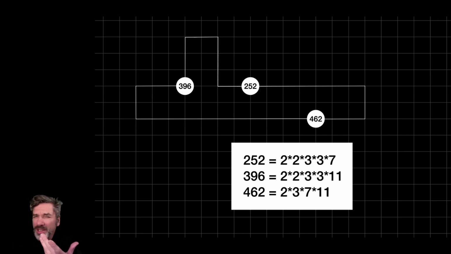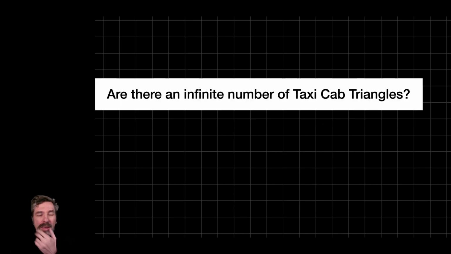I don't know if this is always possible. If you can come up with a solution that uses a bridge, can you always find a solution that doesn't use a bridge? I don't know. Are there an infinite number of taxi cab triangles? Yes, and that might be kind of intuitive, but to prove it is not totally intuitive.